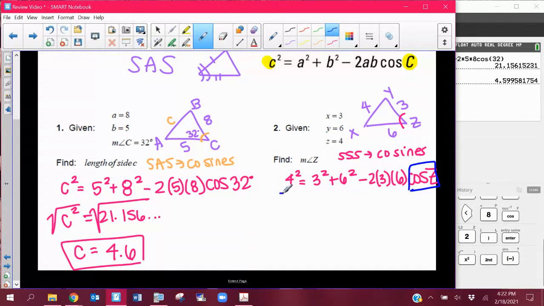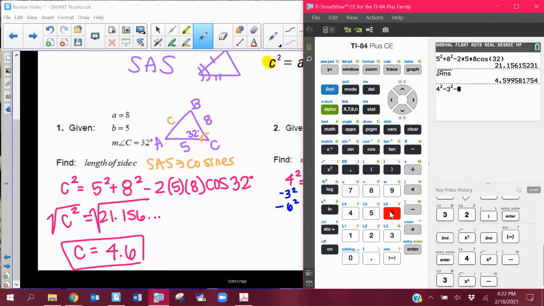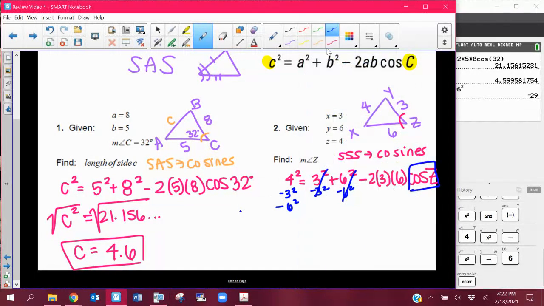So I'm going to end up subtracting this 3 squared from both sides to get rid of it, and this 6 squared from both sides to get rid of it. And again, you can just do that on your calculator. Okay, 4 squared minus 3 squared minus 6 squared. Okay, and that's going to get me negative 29.